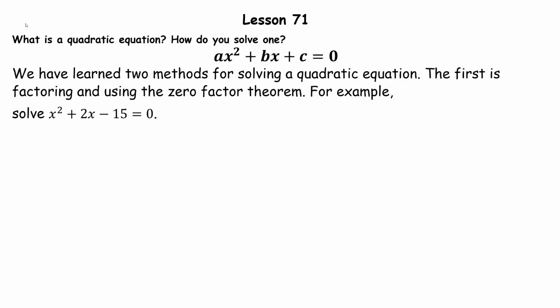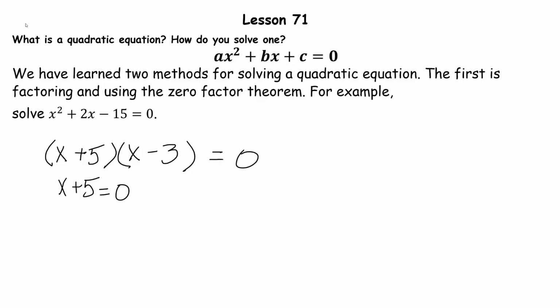We have been solving quadratic equations for quite a while now, and we've learned two methods for solving a quadratic equation. The first is factoring using the zero factor theorem. So, for example, if we had this equation x squared plus 2x minus 15 equals 0, we can solve this by factoring it. So we can factor it into two binomials, and then we use the zero factor theorem. If you multiply two things together to get 0, one of them has to be 0. That's the only way to get 0.